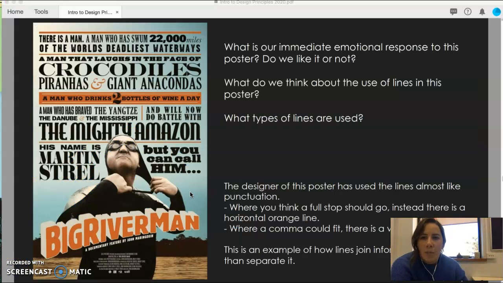Now, if you have some time up your sleeve, what I would consider doing is having a look at this poster here and thinking about these questions, because it will really develop your understanding of the design principle, and also will help you utilize it in your own designs.